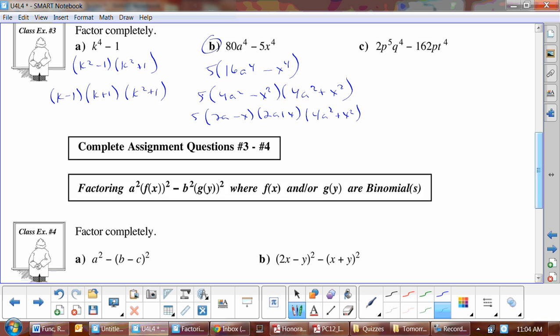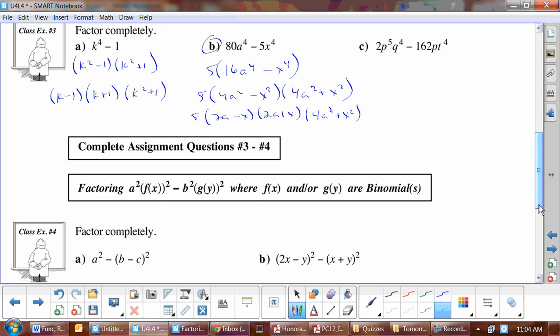Now the answer even looks quite intimidating, right? But it's a simple process getting there. It's just using, I mean, we've been doing difference of squares. It's like the 4th time we've done this within a lesson. So, okay, let's do C.